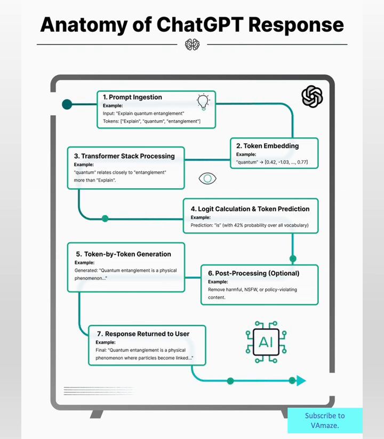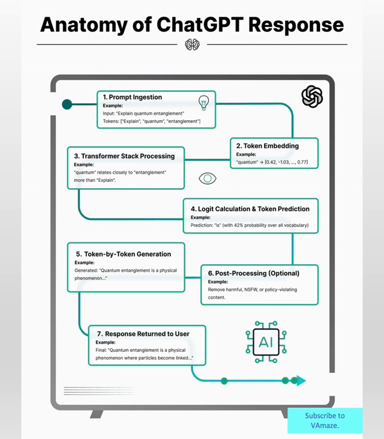Stage 5. Token by token generation. Building the response. With the first token selected, the AI begins the iterative process of building its complete response. This stage exemplifies the sequential nature of language generation, where each new token influences the selection of subsequent tokens.